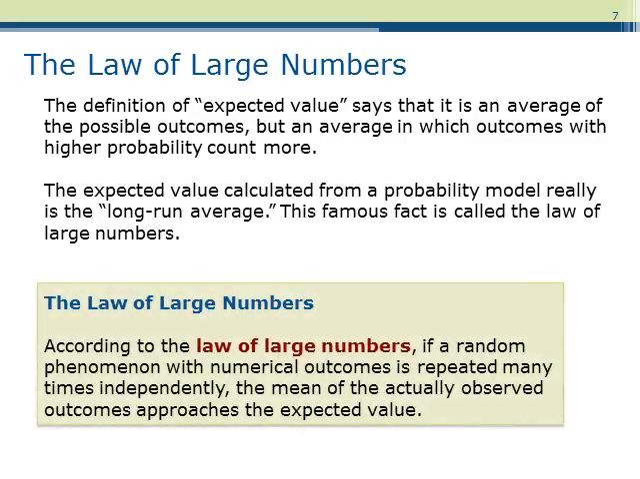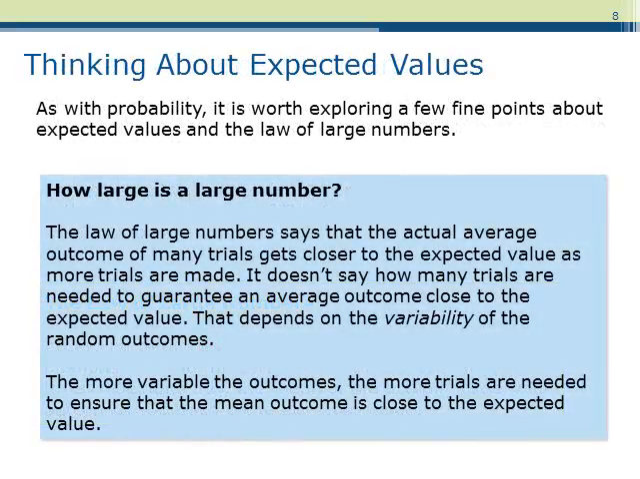According to the law of large numbers, if a random phenomenon with numerical outcomes is repeated many times independently, the mean of the actual observed outcomes approaches the expected value. The law of large numbers says that the actual average outcome of many trials gets closer to the expected value as more trials are made.